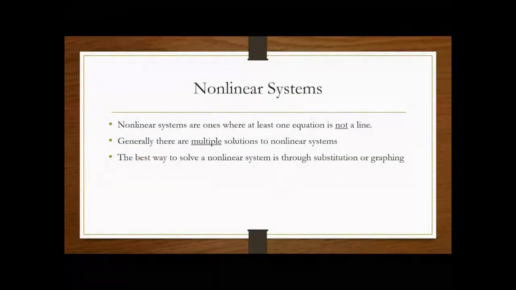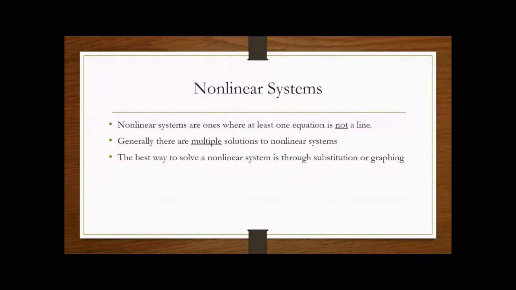So the next part is nonlinear systems. So nonlinear systems are when at least one of the equations is not a line. So what we just solved was a linear system. They were both equations for lines, but you could be solving systems with things that are parabolas. You could have circles. You could have things with e or natural log or absolute value. You can get pretty complicated. And so those are all called nonlinear.